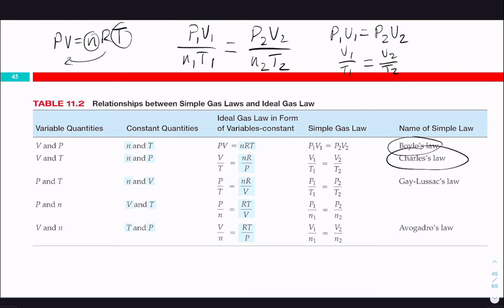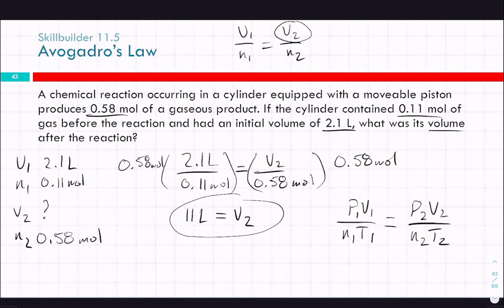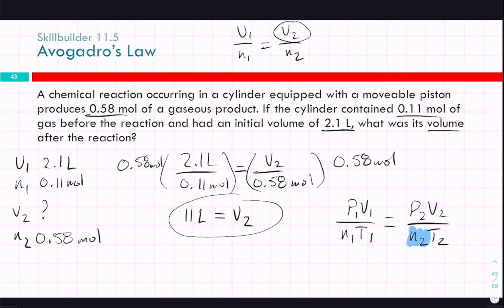Because if we take this, actually let me copy this, and we'll go back to this problem. We'll just paste this in here. So if you can remember this, and we look at this question, we had a, this is actually our ending number of moles. So that would be our N2. Then we have a starting number of moles, so that's N1. And we had an initial volume, so that's V1. And what we're looking for is V2.